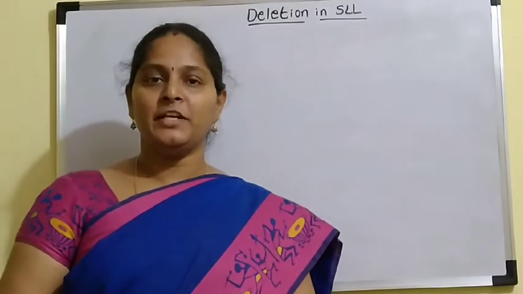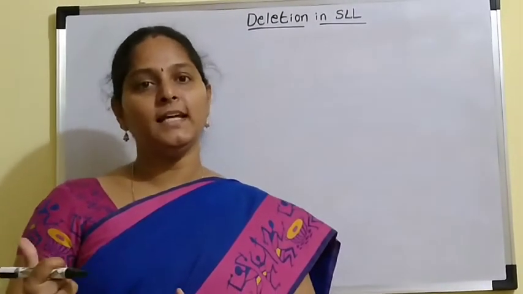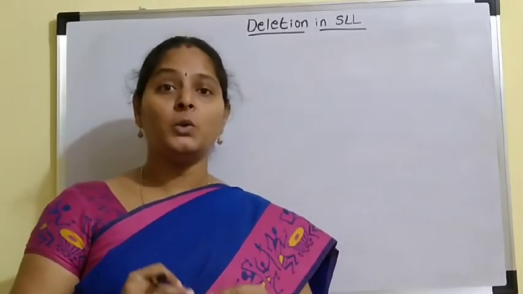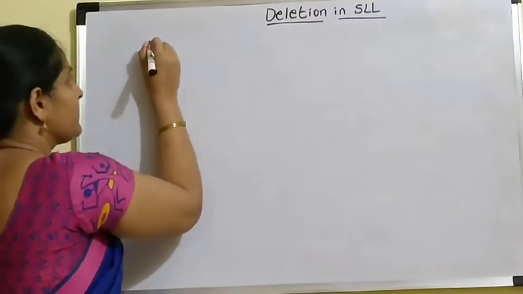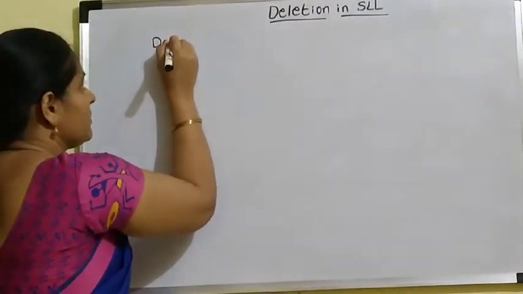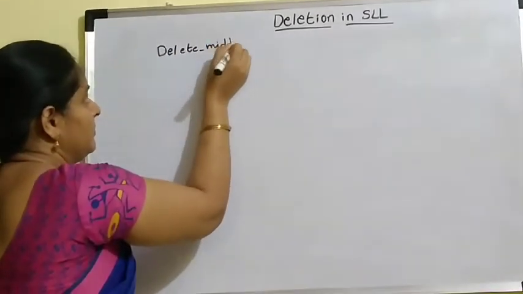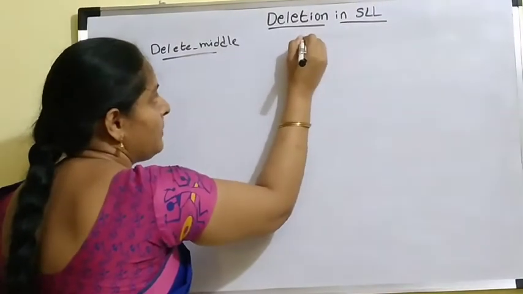In the previous video, we have discussed how to delete the first node and how to delete the last node. Now in this video, we will discuss how to delete the middle node. Let us see the code parallelly.